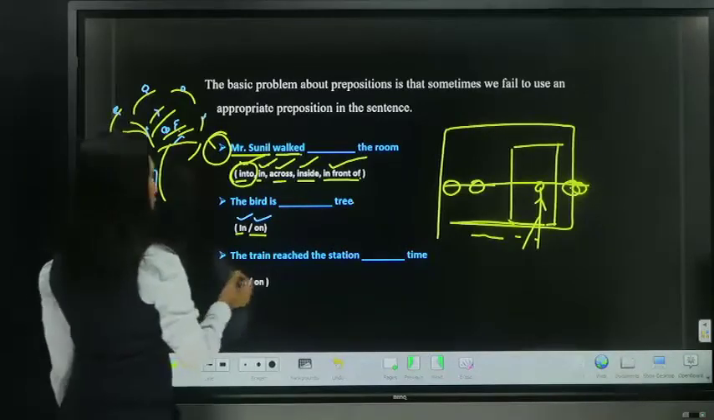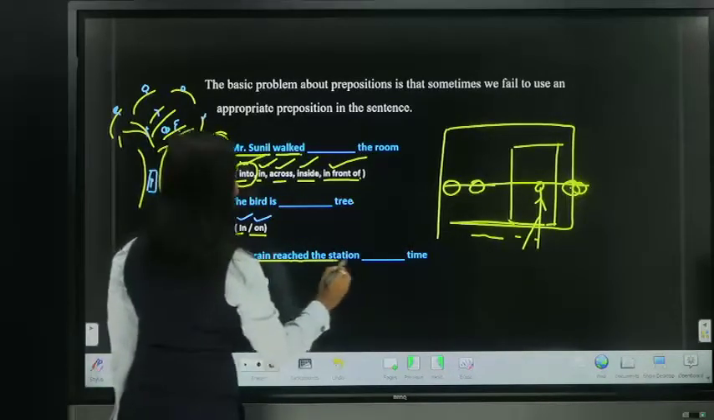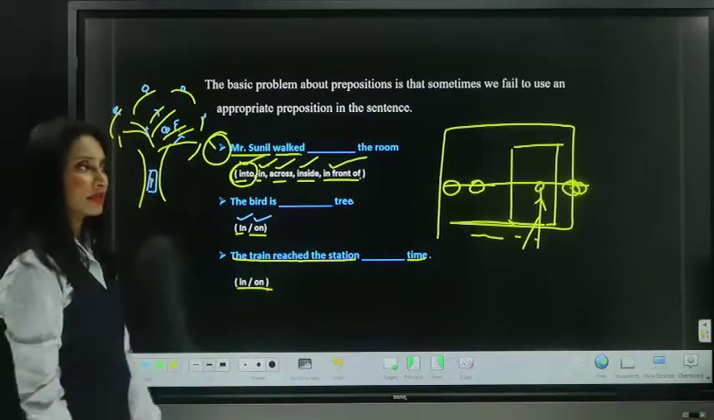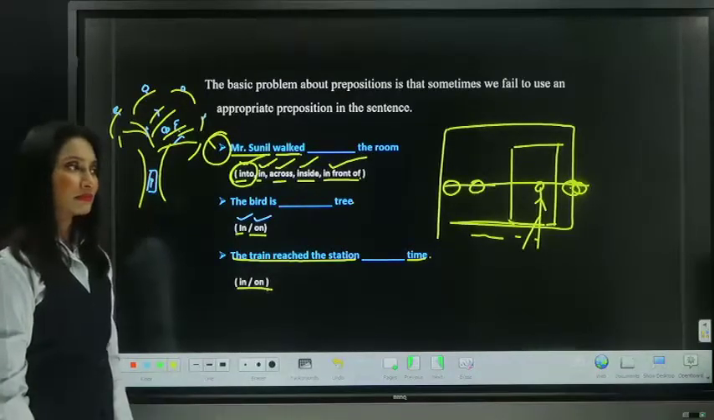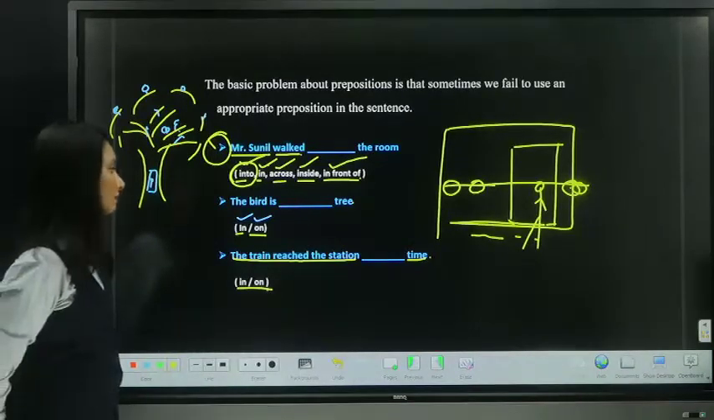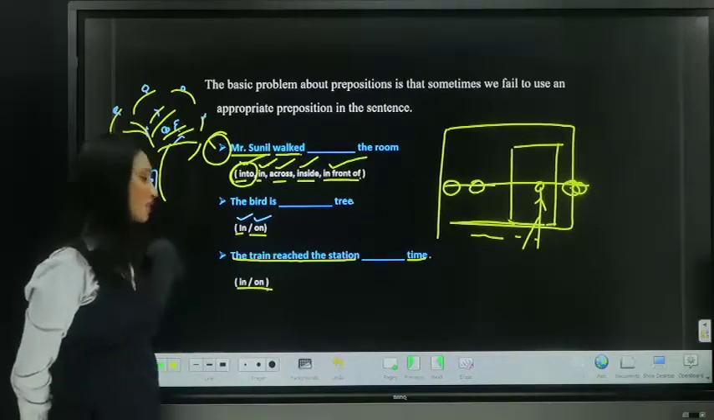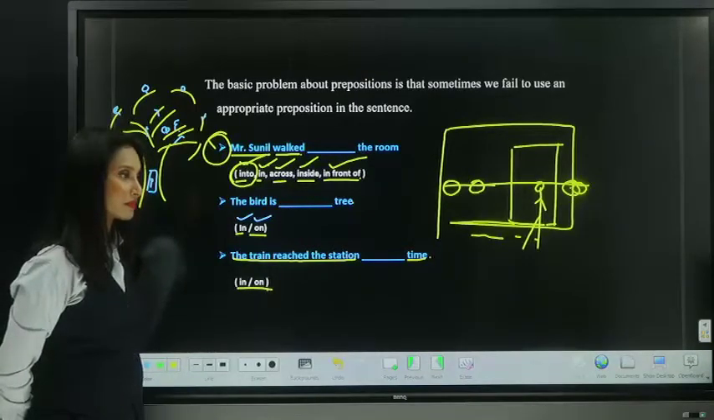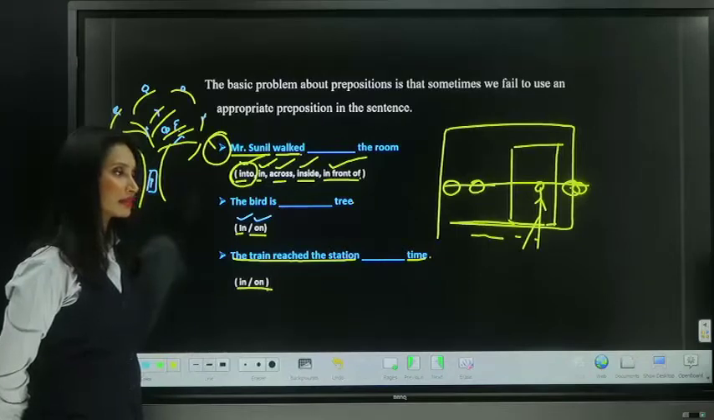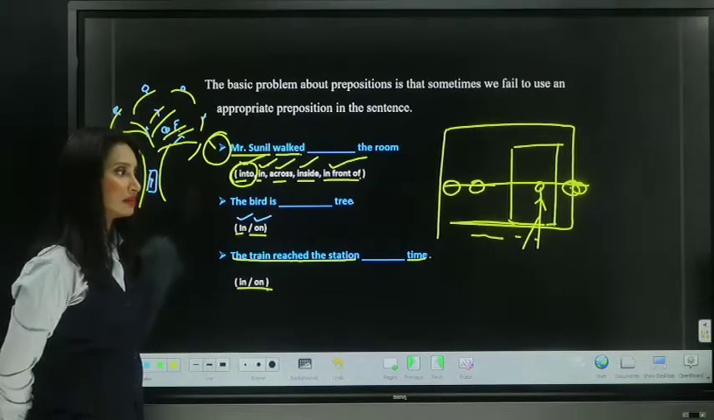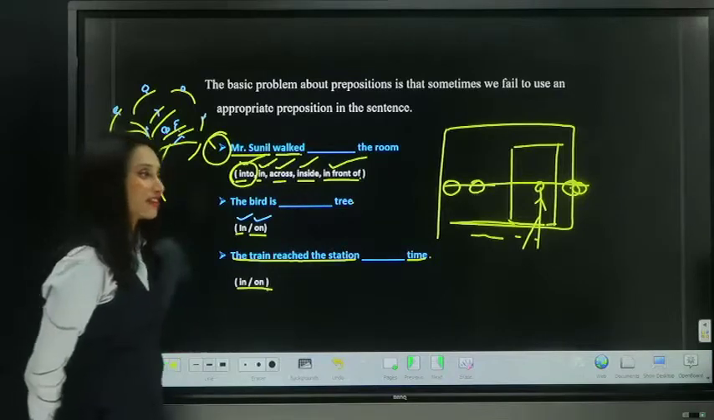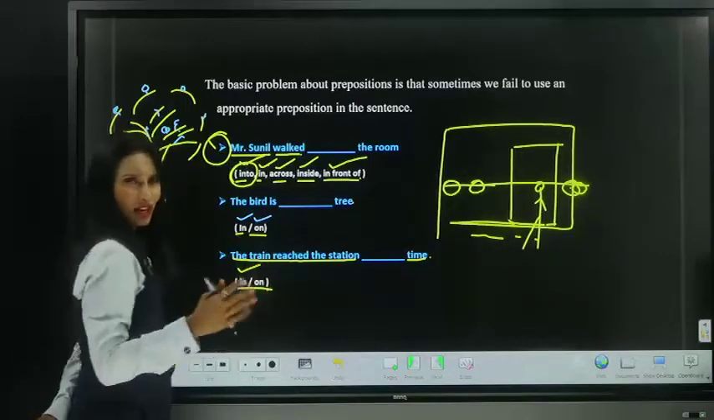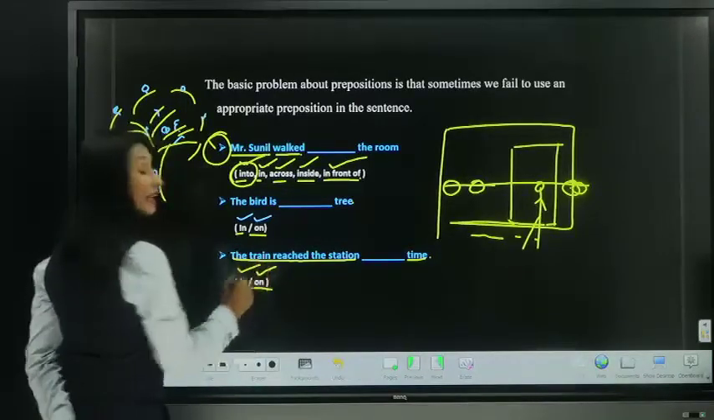Now look at this one. The train reached the station dash time. In time or on time? Answer this one. In time or on time? The train reached the station dash time. Is it in time or on time? Quick guys. Both. You got the answer. See, it can be both, because in time means one or two minutes here and there. On time means exact time.